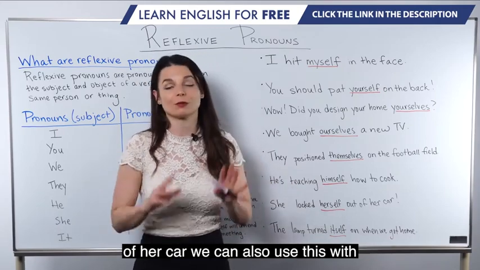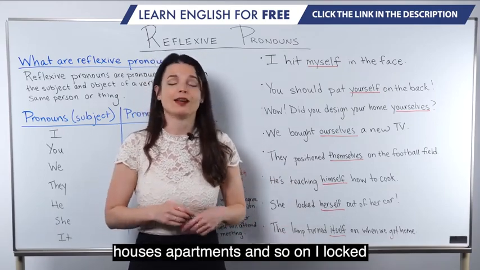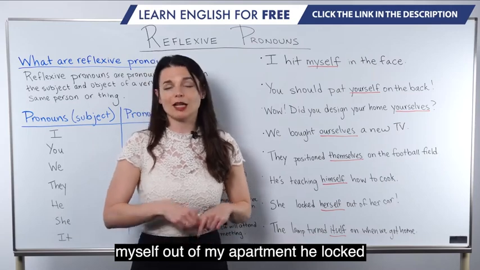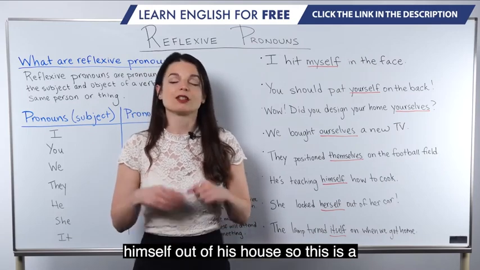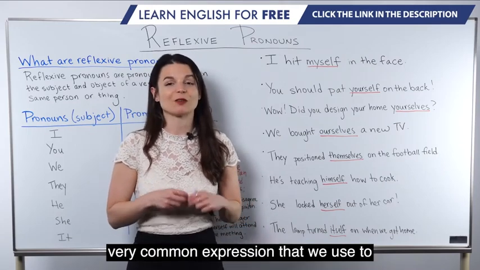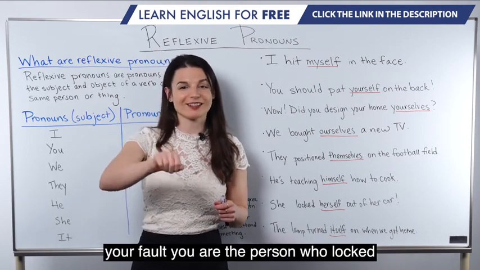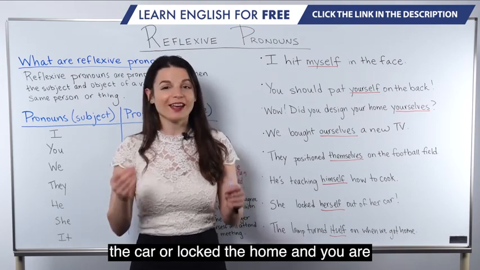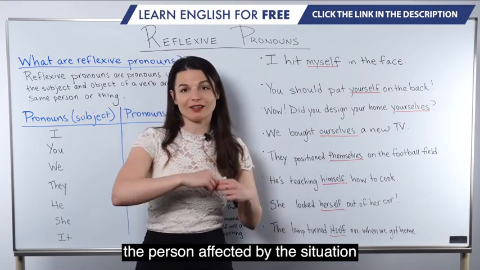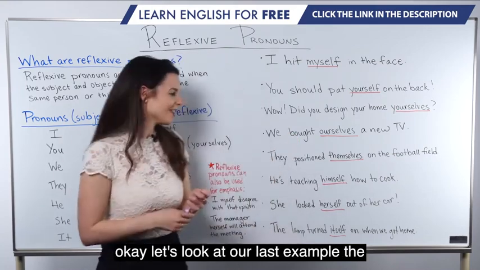We can also use this with houses, apartments, and so on. I locked myself out of my apartment. He locked himself out of his house. So this is a very common expression that we use to talk about this situation where it's your fault. You are the person who locked the car or locked the home, and you are the person affected by the situation. Okay, let's look at our last example.